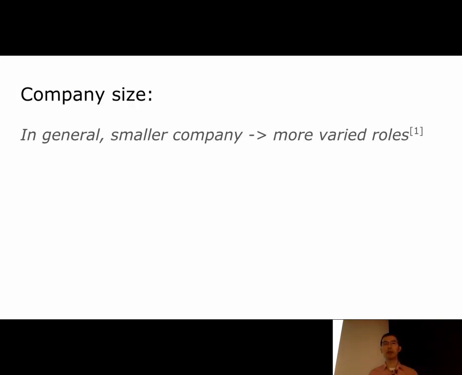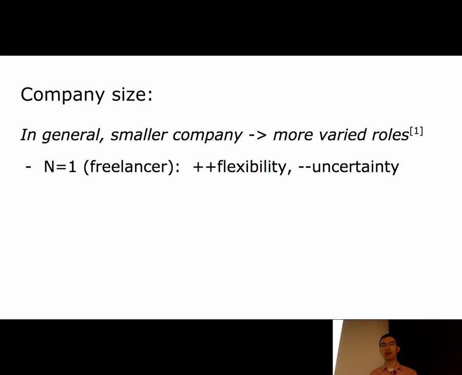Okay, so some ideas about company size. This is pretty typical. In general, if you work at a smaller company, you have more varied and diverse roles, right? So N equals 1 is kind of you're working for yourself, you're independent, you're a freelance designer. The plus there is you have a lot of flexibility, but the minus is a lot of uncertainty, right?